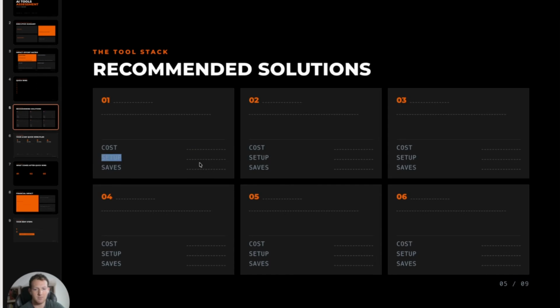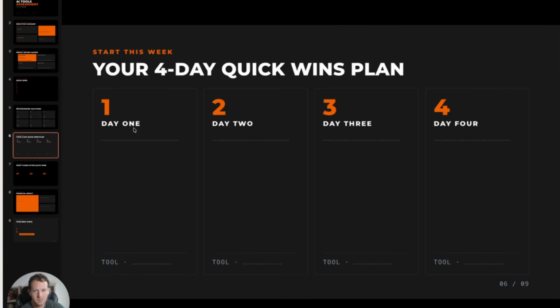For the setup line, you're going to put how long does it take to set up? How complex is it? And then the saves line is how much time does it save? Does it save them 30 minutes a week, 2 hours a week, 5 hours a week, whatever. So this slide, like I said, is where we list out all the tools. This is basically the full prescription, is this slide here. And if there's 3 tools that we're prescribing, there's only going to be 3 boxes. If there's 6, there's going to be 6. If there's 5, there's 5, right? Super simple.